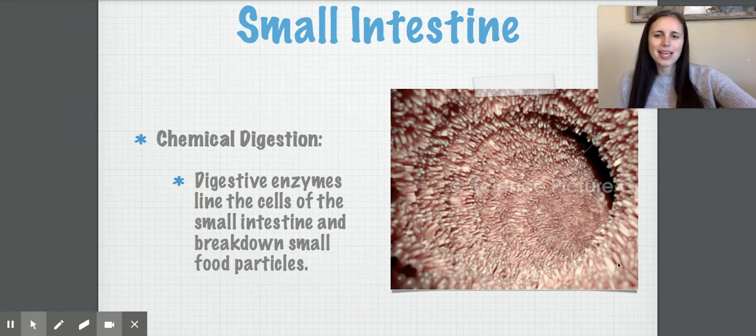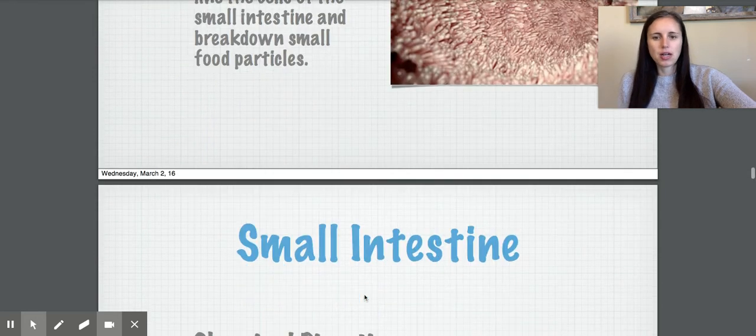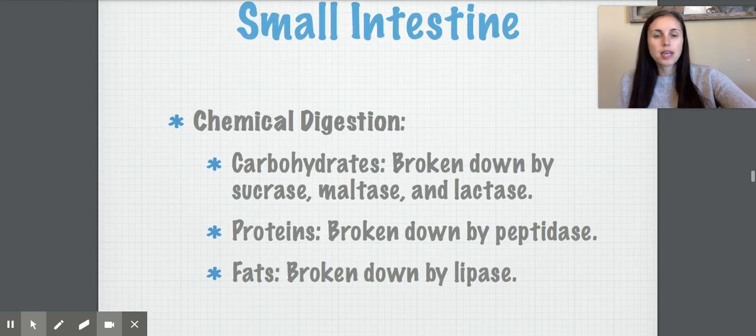Each villus contains digestive enzymes. So there are thousands and thousands of digestive enzymes being released into the small intestine. Some of the digestive enzymes are sucrase, maltase, and lactase. They break down carbs. So we actually have 3 different enzymes to break down carbs in your small intestine. Peptidase is there to break down proteins. And then we have lipase that's there to break down fats.